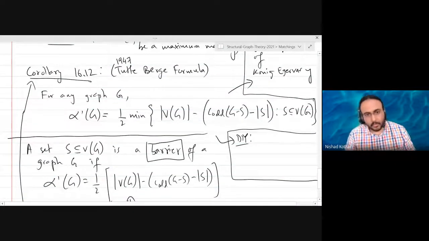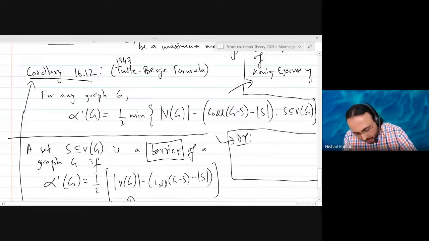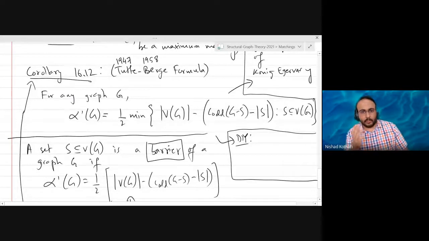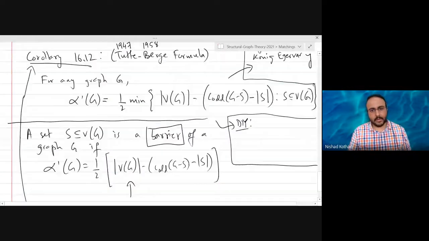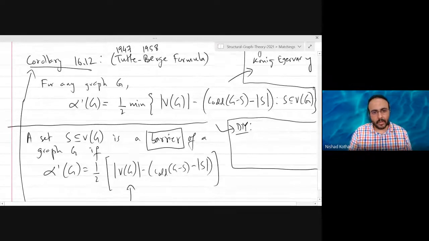Tutte proved a more specialized result in 1947. However, the Tutte-Berge formula can be derived as a corollary of that. This result was not actually proved by Tutte and Berge together. It is basically derived by Berge from Tutte's theorem. But really, Tutte's theorem was the most difficult part of this, which is why it is generally known as the Tutte-Berge formula. Okay, so I'll tell you what Tutte did.